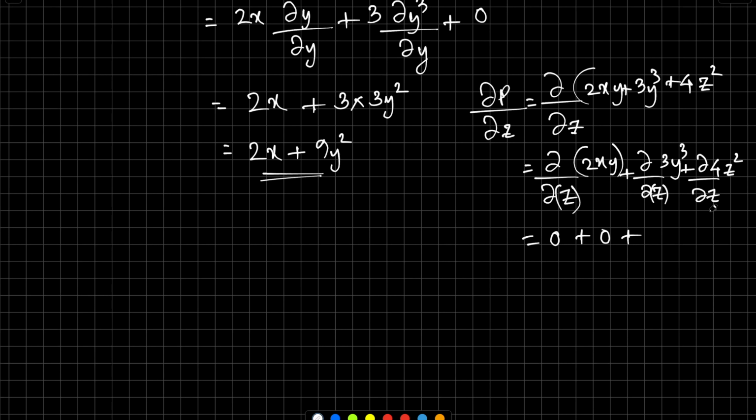Differentiating with respect to z, the third term: 4 is a constant, take it outside. ∂/∂z of z². So that will be 4 times the derivative of z², which is 2z. So the answer is 8z. Okay, so that's how you find partial derivatives.